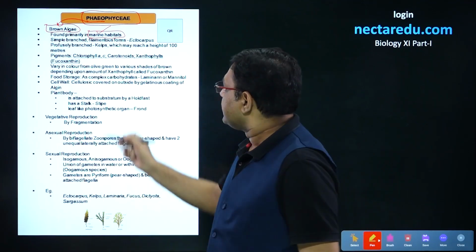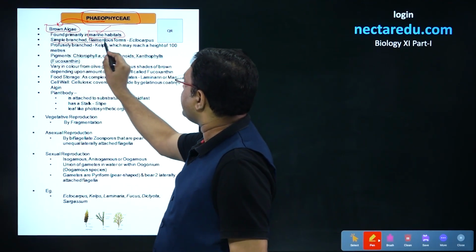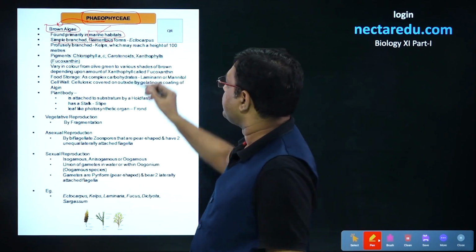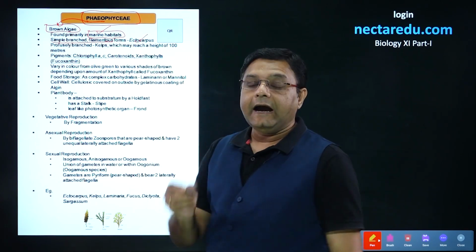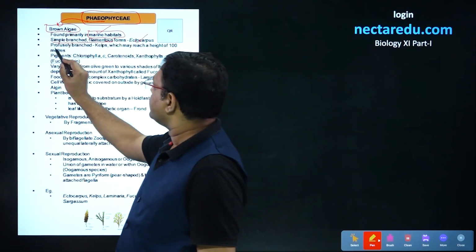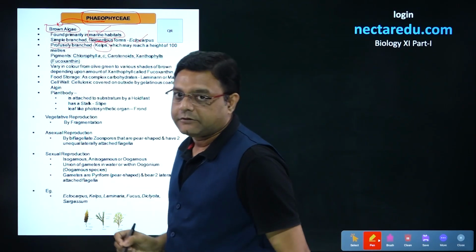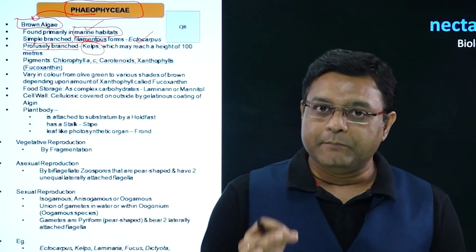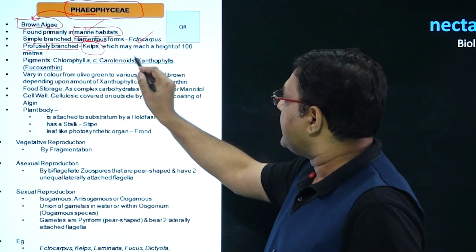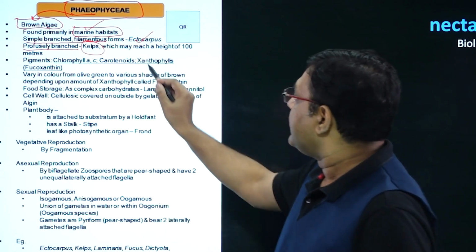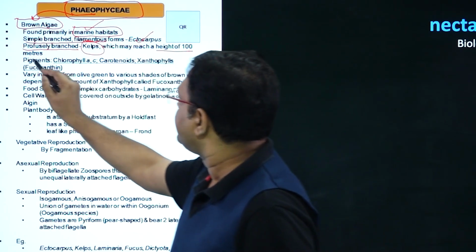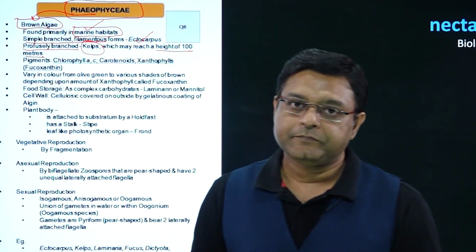The structure can be simple branched filamentous. The example is Ectocarpus, and the structure can also be profusely branched, and the example is kelps. Now, kelps are marine forms, and these are huge structures. These may reach up to a height of 100 meters.